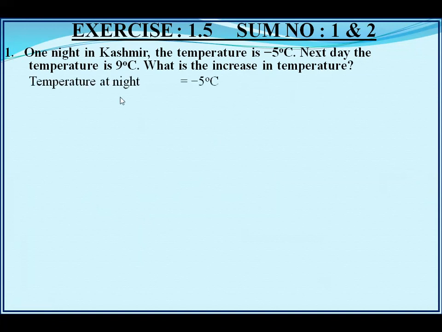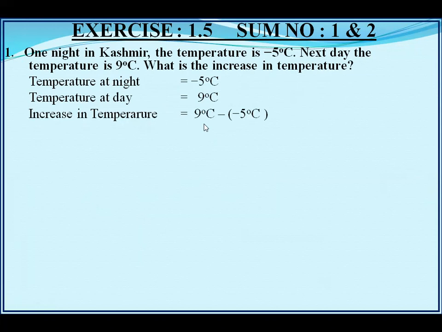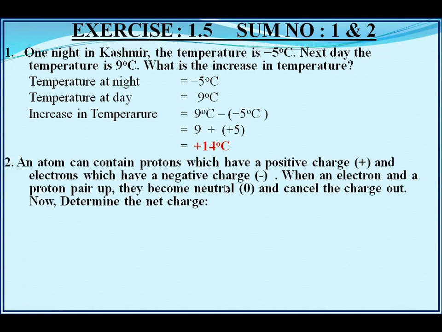So, temperature at night was minus 5 degrees Celsius. The next day, the temperature was 9 degrees Celsius. For the increase in temperature, you have to subtract: 9 degrees Celsius minus minus 5 degrees Celsius. When it is subtraction, you change the subtraction operation into addition, followed by changing the sign of the second number. So minus 5 becomes plus 5, and the answer is plus 14 degrees Celsius. So the increase in temperature is plus 14 degrees Celsius.